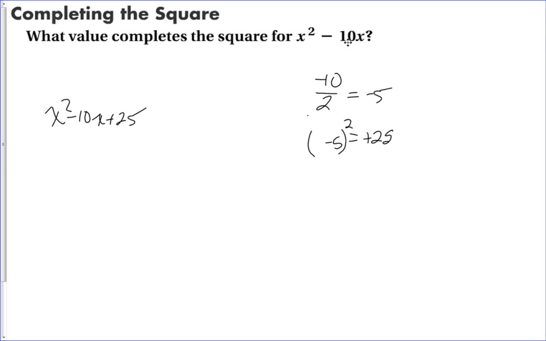Take your b term here, divide it in half, and that's what we did here. Negative 10 divided by 2, we got negative 5. Then you take that number and square it, so positive 25. This number here will always be a positive number. When you square it, it will always be a positive number. You'll never get a negative number here. It'll always be positive because when you think about it, anytime you square a number, you get a positive number.